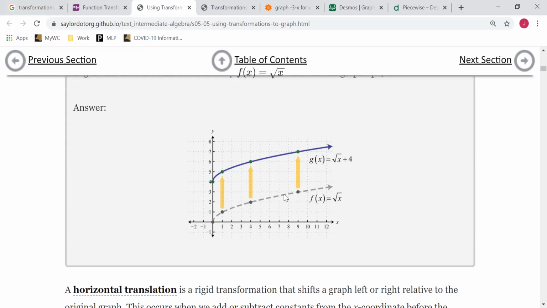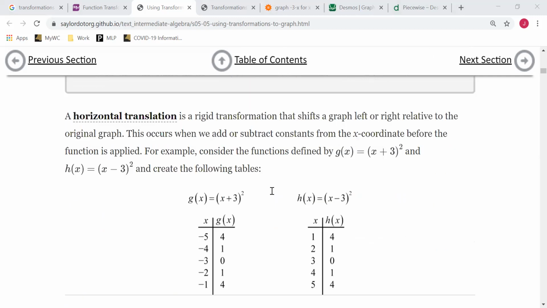So if we took the parent function square root of x, but we added 4, and notice that adding a 4 is happening on the outside of the square root. That tells me it's a vertical move. If I had extended this square root to cover the 4, different story. Now you're shifting this to the left 4 units. So it's a subtle difference, but it's an important one to pay attention to. So that's what's going on.